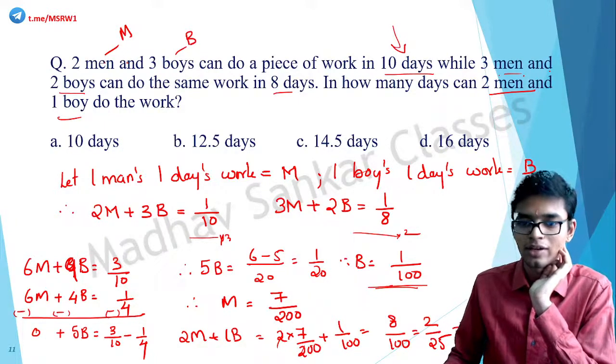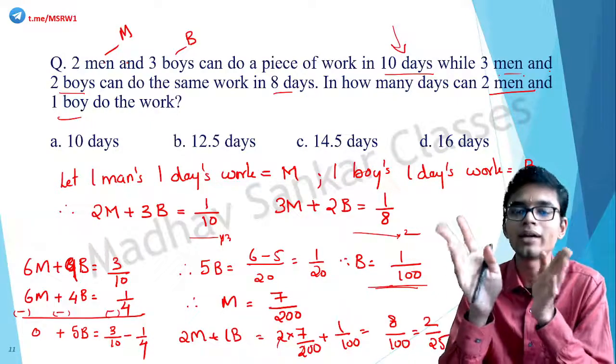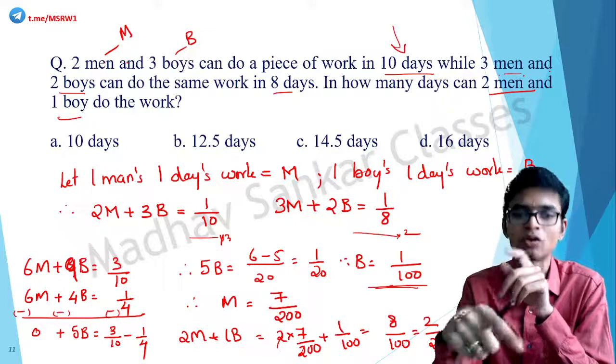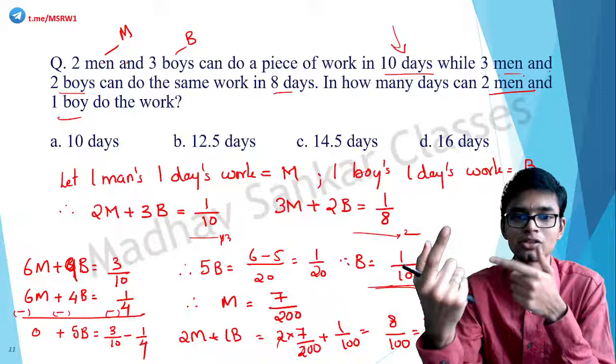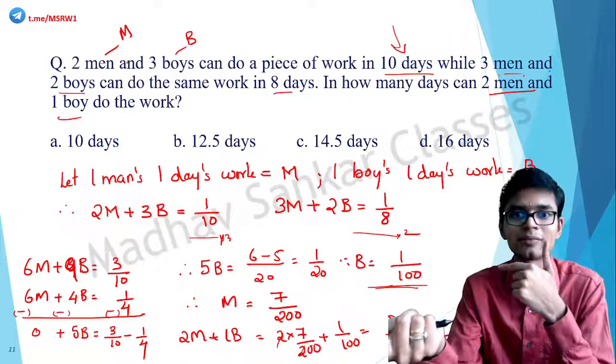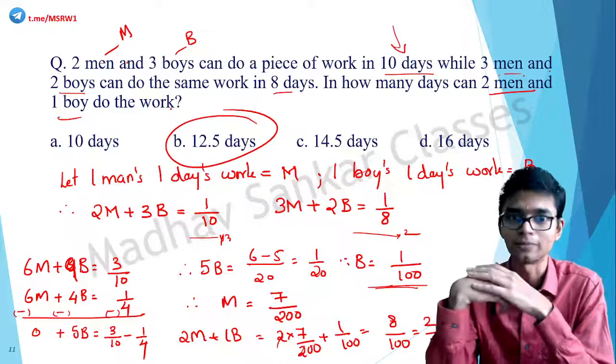I know that you can't see when I write here, but 2 by 25 is the work done by 2 men and 1 boy in 1 day. Therefore, how many days will it take them to complete the work? The reciprocal of that. So it is 25 by 2 days, and that is 12 and a half days. So the correct answer is option B.